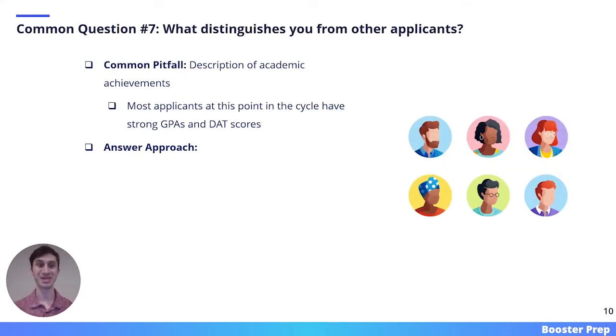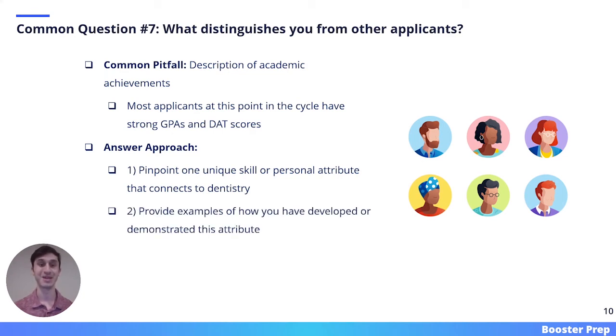The 7th common dental interview question is what distinguishes you from other applicants? A common pitfall here is providing a generic description of academic achievements. Most applicants at this point in the cycle have strong GPAs and DAT scores, so you should generally stay away from those topics. Here is how I recommend you answer this question. First, pinpoint one unique skill or personal attribute that connects to dentistry. Second, provide examples of how you have developed or demonstrated this attribute.